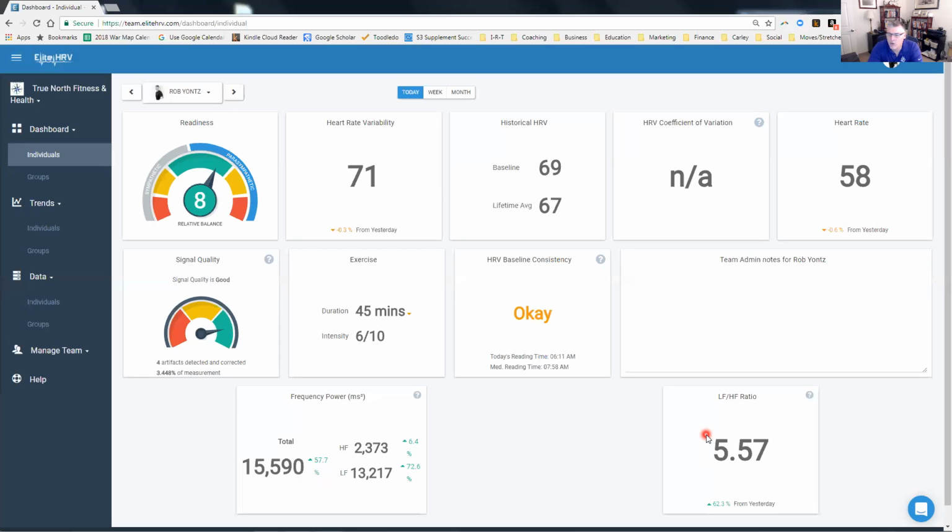Optimal for when you wake up in the morning is 2 or less. That says that you got a good recovery. What you'll see when we look at my trend is my sleep last night sucked. And that displays in my numbers here.